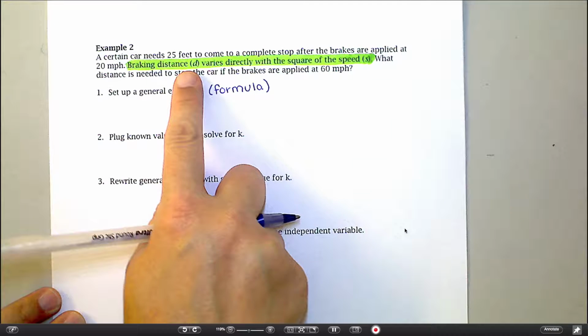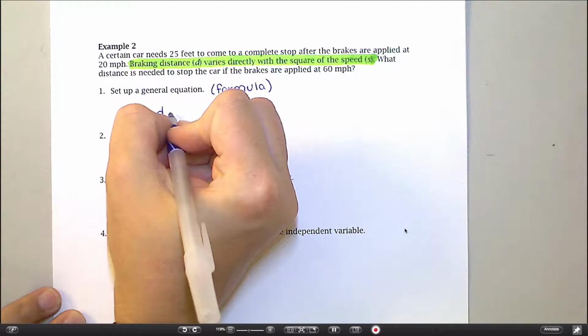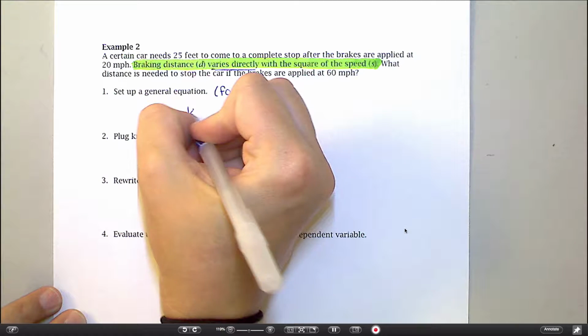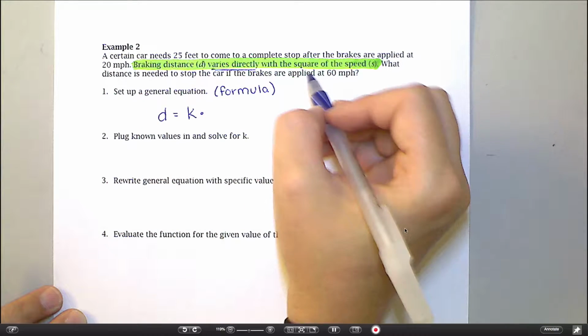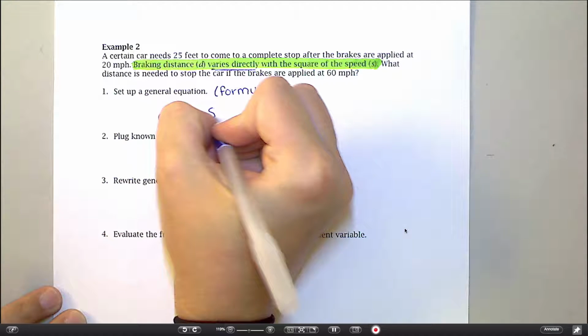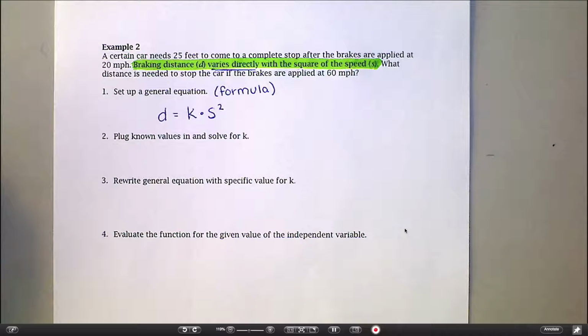Okay, so braking distance. It wants me to use D to represent braking distance. Varies directly, so that's K times the square of the speed. So square of the speed means that's going to be S squared. Okay, so that's my very general formula.